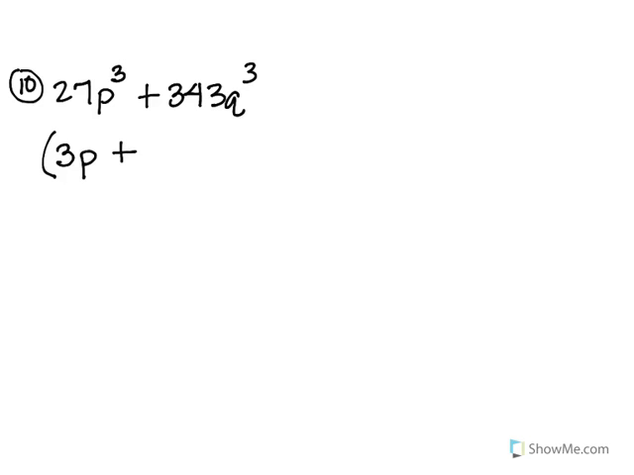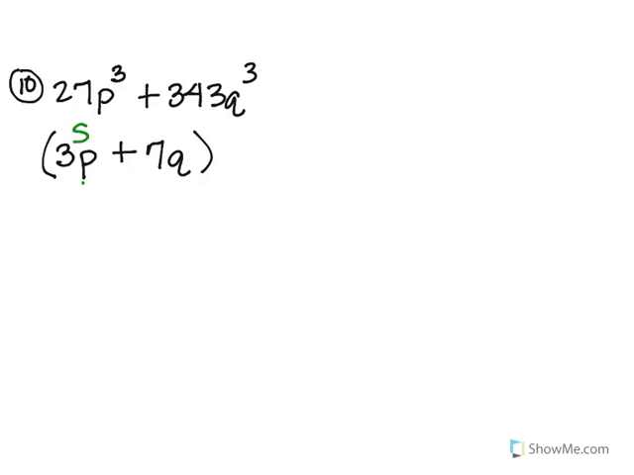Number 10, 27p to the 3rd plus 343q to the 3rd. Now this is a cube problem, okay? So I've given you those yellow sheets, and you can use those. If you don't already know, the cube root of 27 is 3. I bring down my p, I bring down my plus sign, and the cube root of 343 is 7, and I bring down my q. That would be the roots of the problem.